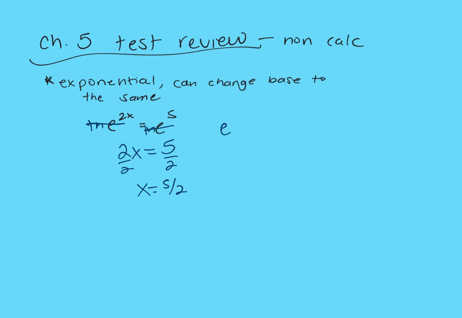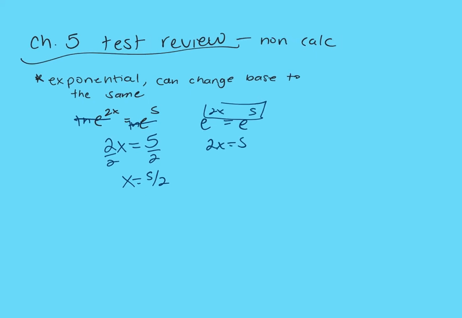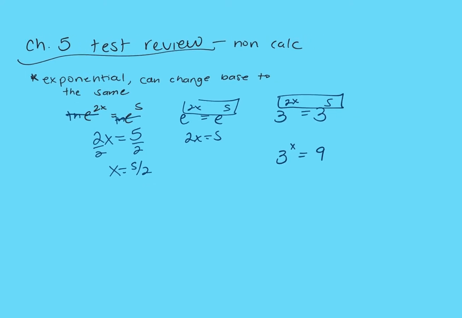Because these had the same base from the beginning, you can ignore the base and just set them equal to each other, which would be the same for anything with the same base. So if this was 3 to the 2x equals 3 to the 5th, same thing, right? I would just set the exponents equal to each other. If it was, let's say, 3 to the x equals 9, now I would have to change one of them. So this becomes 3 to the x equals 3 to the 2nd, and then I would get x equals 2. So you could see one in which you have to change them to be the same base.